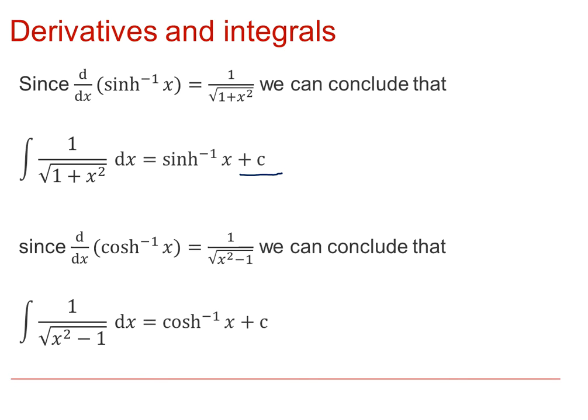Similarly, for the derivative of cosh to the minus 1 of x being 1 over the square root of x squared minus 1, we can conclude that the integral of that will be cosh to the minus 1 of x plus c. These standard results really extend the range of integrals we can deal with, so they're very useful, and they're in the OCR formula booklet in the integration table.